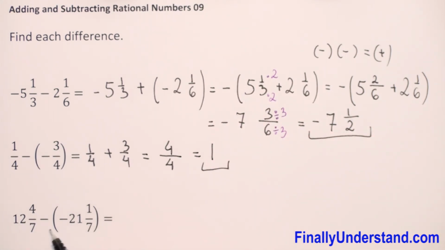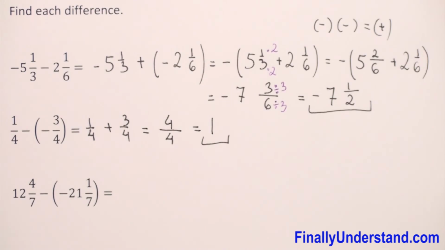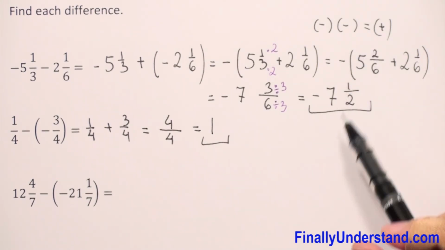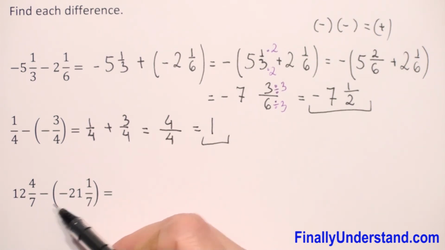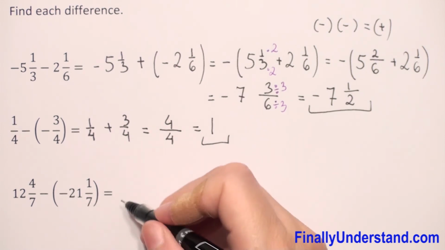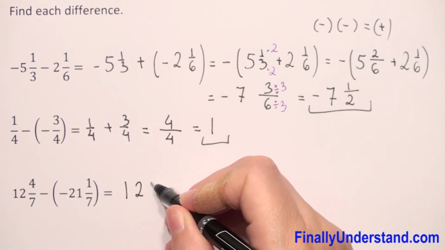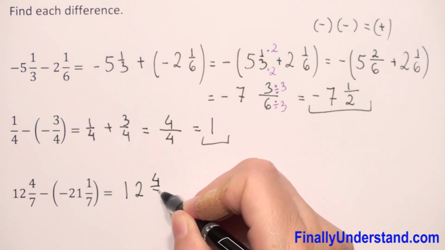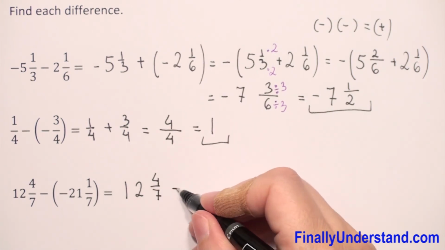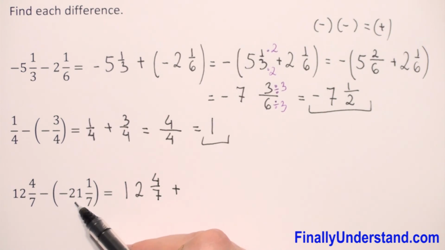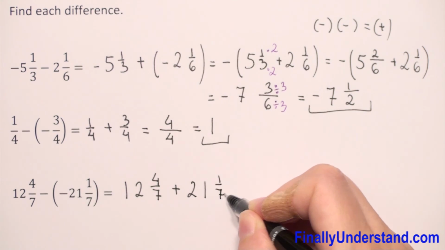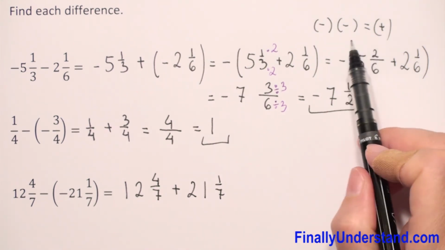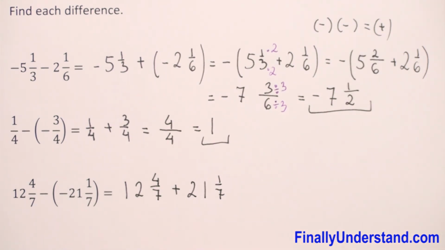Next example, negative and negative give you positive. Or you remember when we subtract rational numbers, we add its opposite. So we copy the first number, 12 and 4 over 7. We add the opposite, so negative 21 and 1 over 7 becomes positive 21 and 1 over 7. Or memorize, negative and negative is positive. So we have a positive sign only.